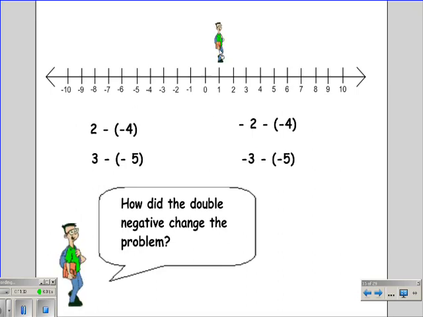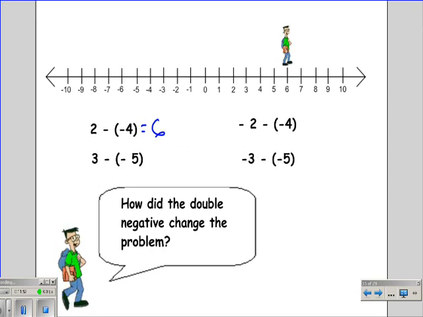So if I have Larry, I'm going to start at 2. I want to go the opposite. I want to go left, but now I'm going the opposite again. So now I'm going right 4. 1, 2, 3, 4. Larry ends up at a positive 6.